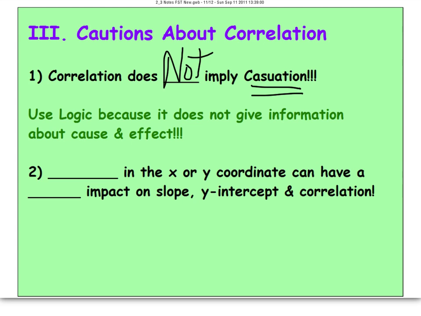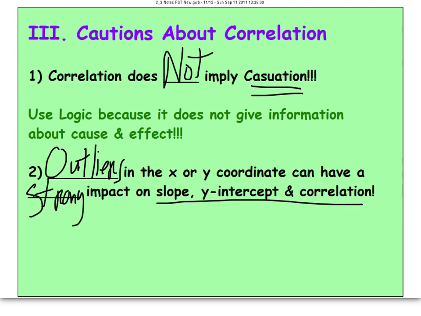Okay. Number 2, the thing to keep in mind is outliers. If you have outliers in the x or y coordinate, they can have a very strong impact on the slope, the y-intercept, and the correlation. Now, it doesn't mean you should remove them because they may be valid data points, but it's something just to be cautious of because they can really skew these 3 calculations.